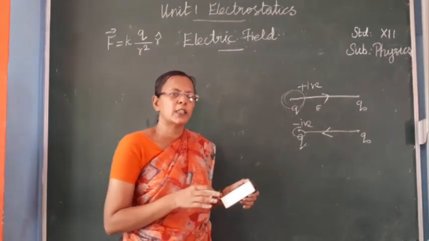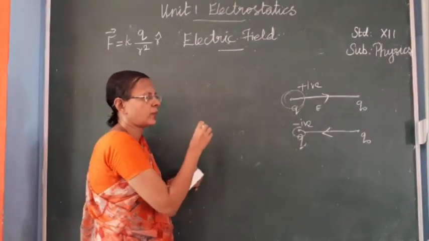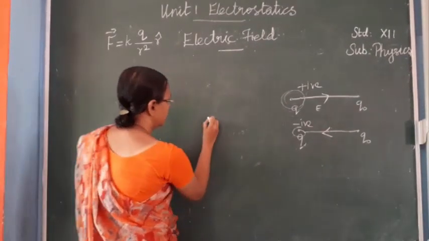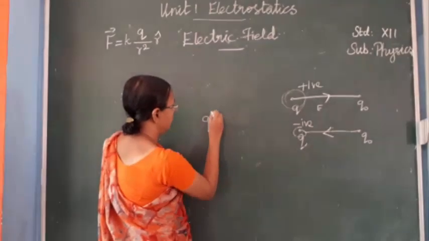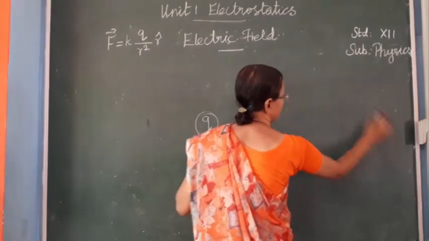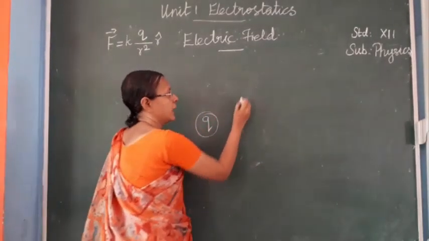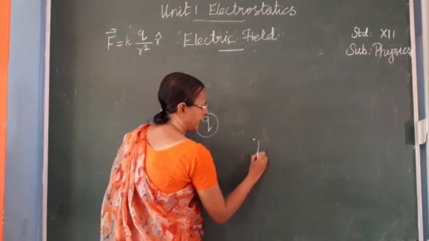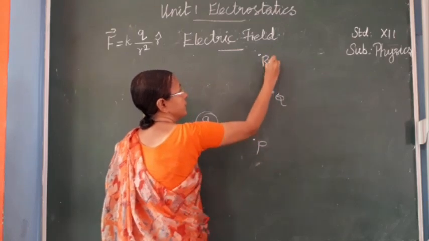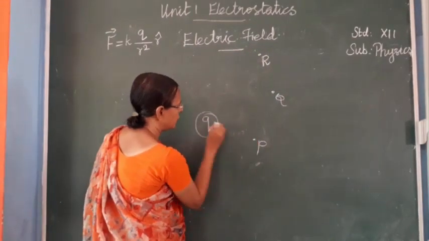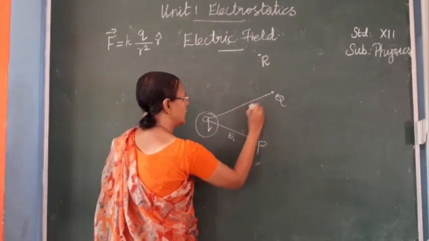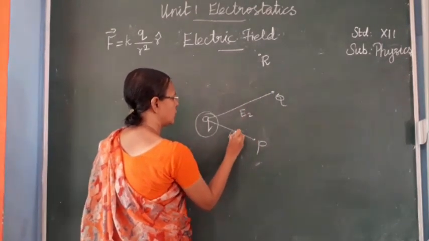In this vector quantity, one more thing: here different charges are there. We can consider one point P, here one Q, here one R. Between these two, the electric field is E1. Then between these two, E2. This is a vector quantity, so we have to denote this.